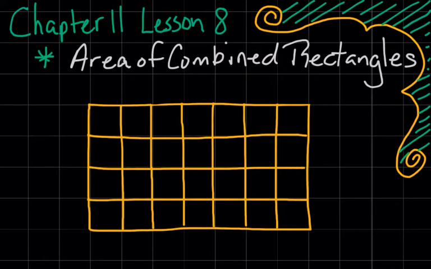This is lesson 8. We're looking at the area of combined rectangles. We're going to start with a problem that's similar to what's on page 483, and we're going to review the distributive property and use it to find the area of a rectangle. Let's begin by looking at the length and width of this particular rectangle.